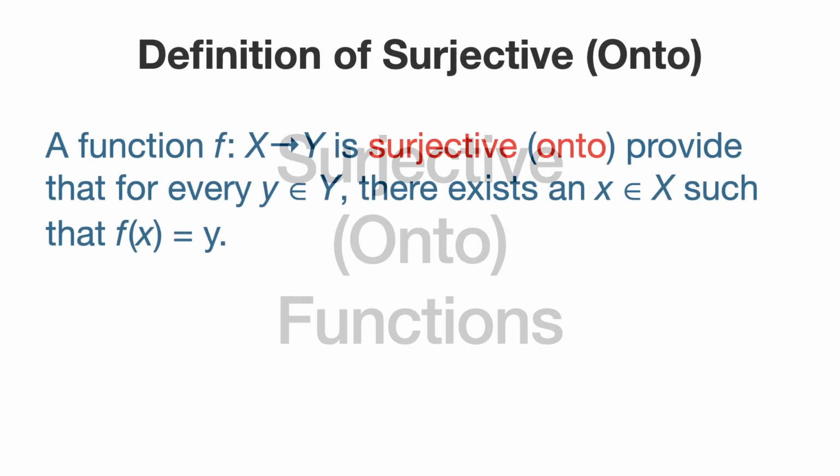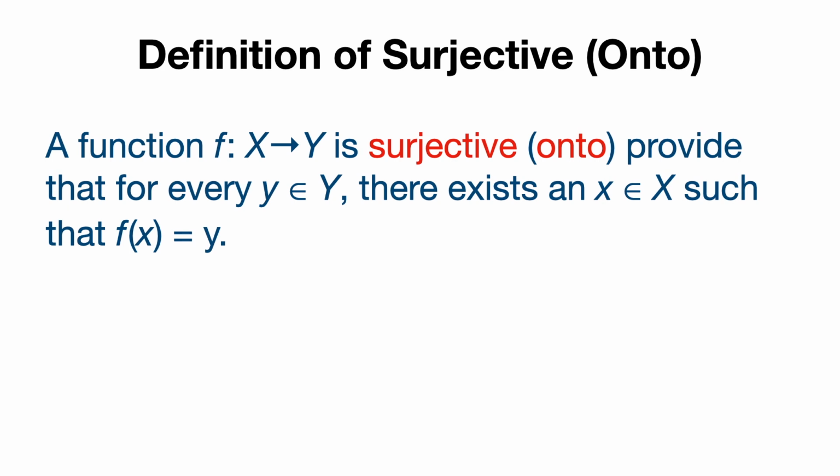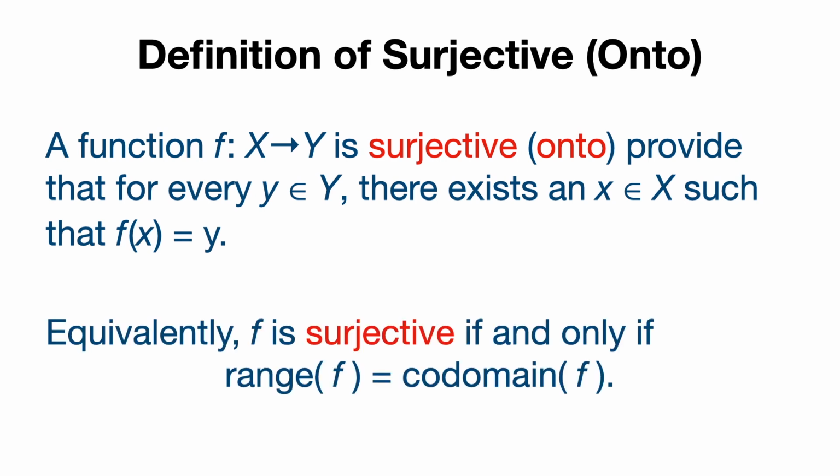Now that we understand injective functions, let's look at surjective or onto functions. The definition states that a function f is surjective or onto, provided that for every y in the codomain, there exists an x in the domain such that f of x equals y. That is, everything in the codomain is hit by some element in the domain. Another way of thinking about onto is that the range of the function is equal to the codomain of the function. This might seem like an intuitive definition, but often it's confusing to work with.